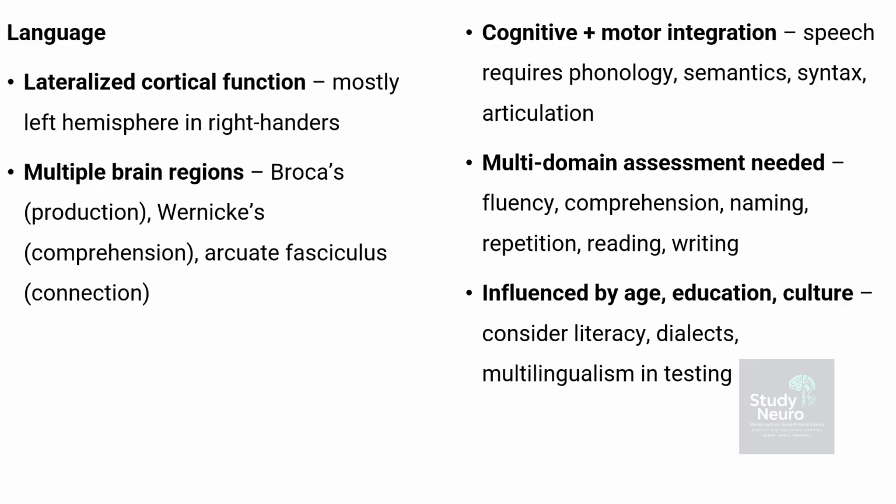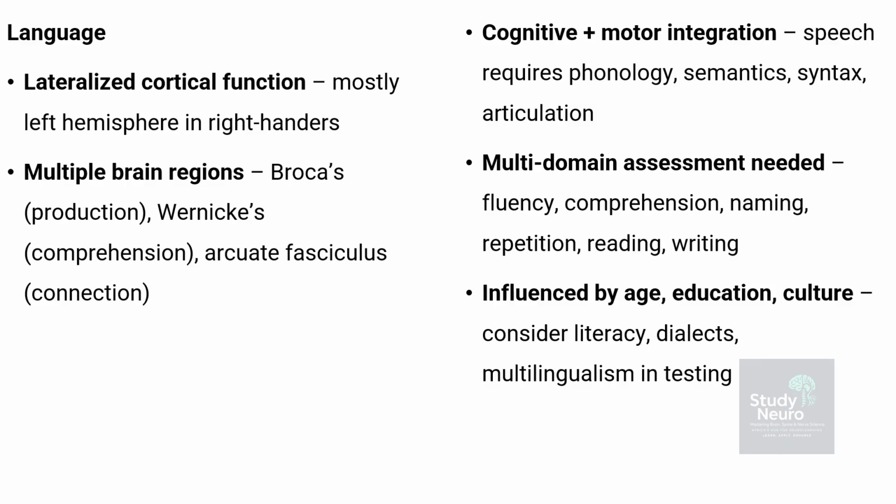Language is one of the key higher cortical functions we assess during the neurological examination. In most right-handed individuals, it is mainly controlled by the left hemisphere, although it relies on several brain regions working together rather than a single center. For example, one area is responsible for producing speech, another for understanding spoken language, and connecting pathways allow these regions to communicate efficiently. Speaking fluently is not just about moving the mouth.